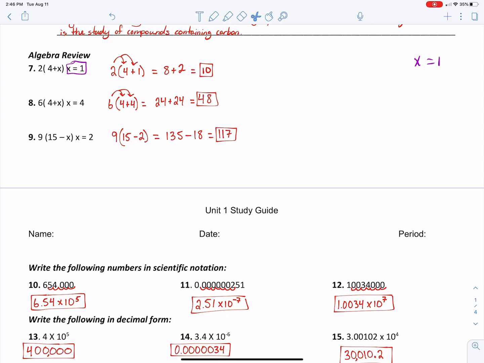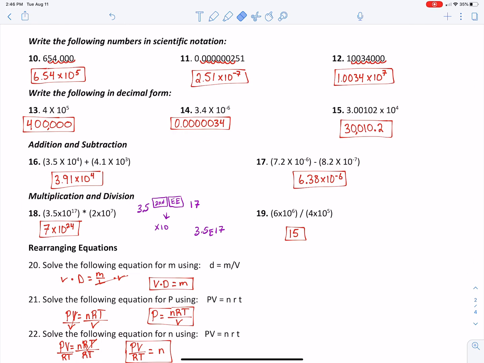So the same for these. This is saying that this x is 4. So I would have something that looks like this. I could distribute through, or I could do 6 times 8, which is still 48. Same thing. Now I just have minus. 15 minus 2 is 13. Times 9 is 117. Or I distribute that 9 through. Okay?